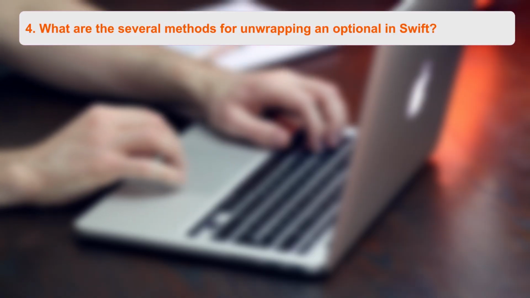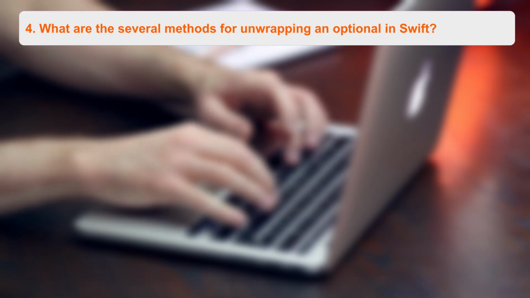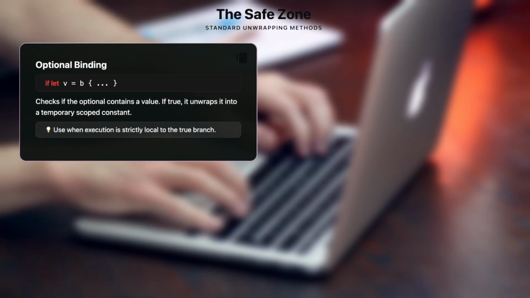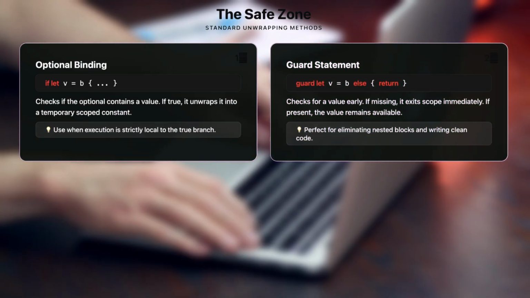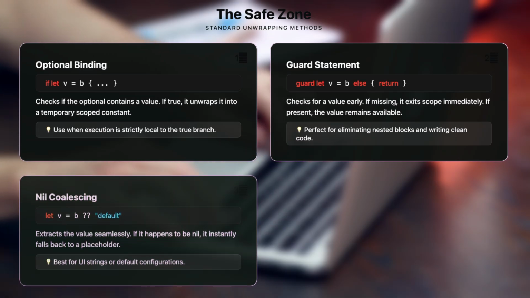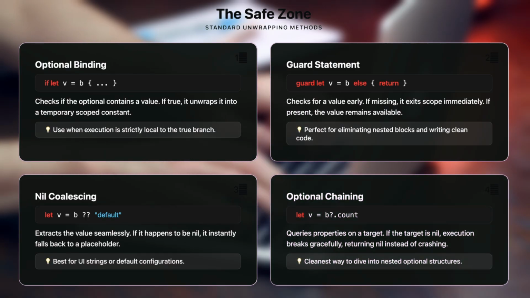Let's jump to the next important question. How many ways can you unwrap an optional in Swift? If you are interviewing for a senior role, don't just list them out. Categorize them by safety to show architectural maturity. Start with the safe methods. Optional binding using if let creates a temporary constant if the value exists. The guard let statement is perfect for early exits. Nil coalescing uses a double question mark to provide a default backup value. And optional chaining lets you safely call properties, returning nil instead of crashing if the object doesn't exist.